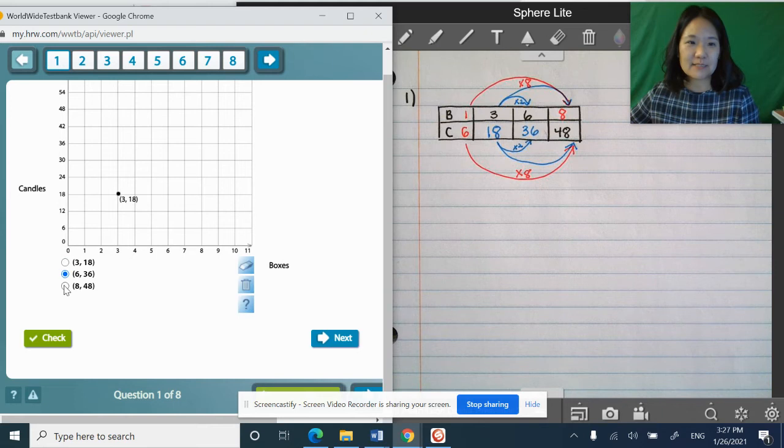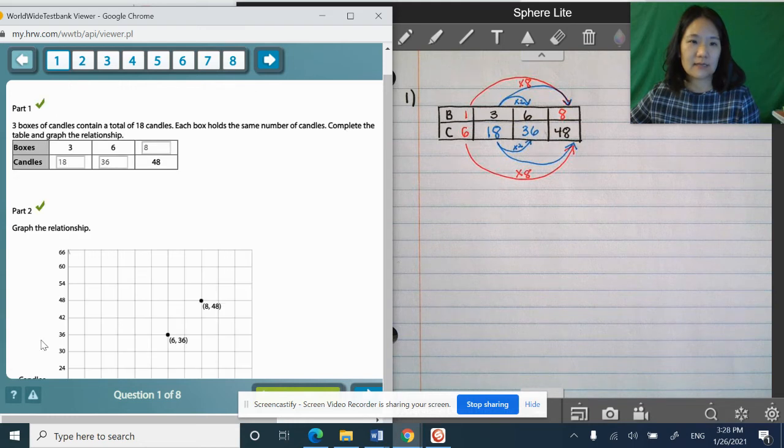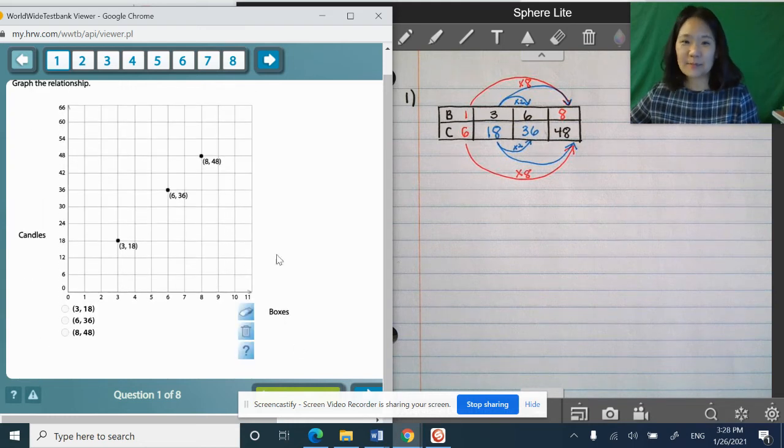Okay. Now I'm going to do the second one. Now 6 comma 36. I'm going to go to 6 and then I'm going to go up to 36. Click. Last one, 8 comma 48. So I'm going to go to 8 and go up to 48. And check. And that's correct. Now I'm gonna move on to the next one.